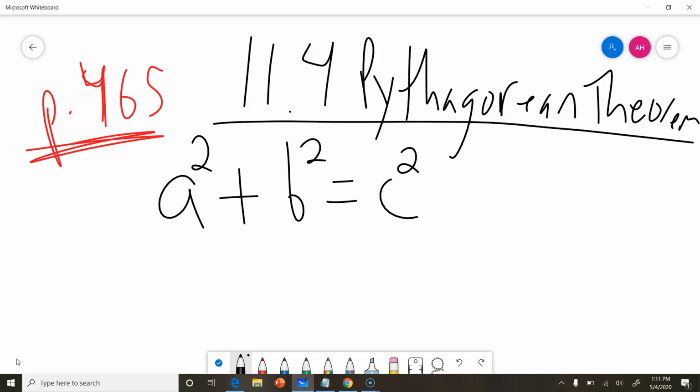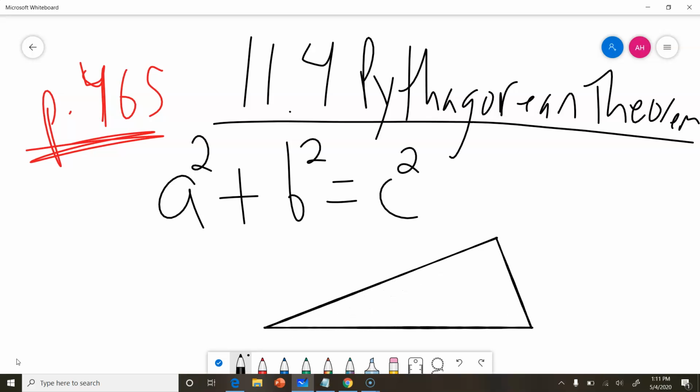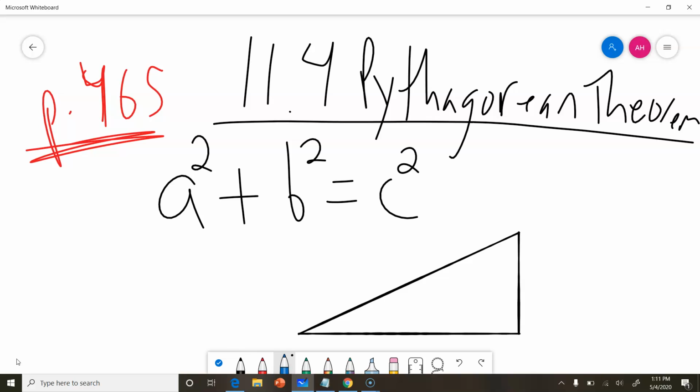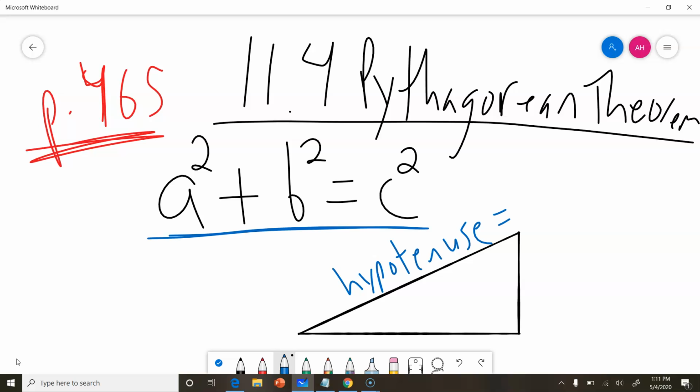Now, if you look at your book, we have this amazing picture. It looks like this, except it's a right angle. So here, this long side is called the hypotenuse. Hypotenuse, very hard to say. And that, in this equation, represents C.